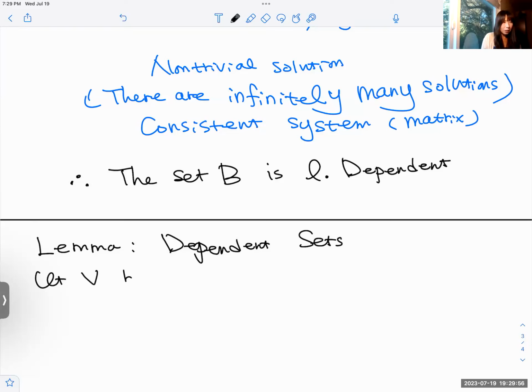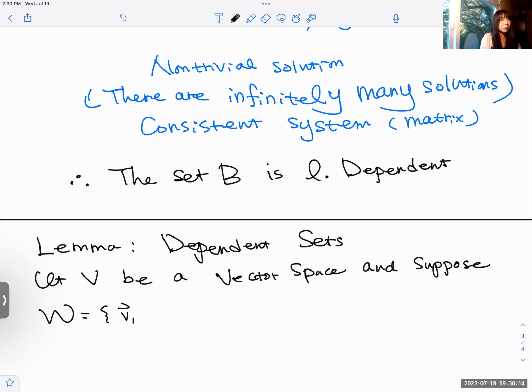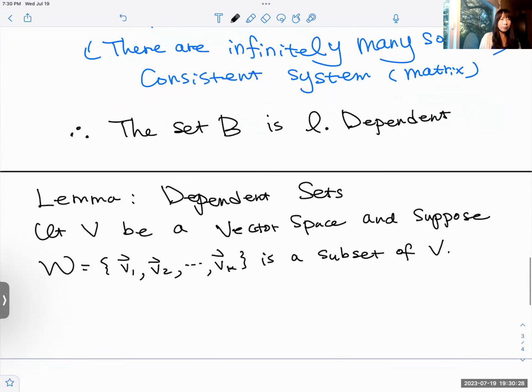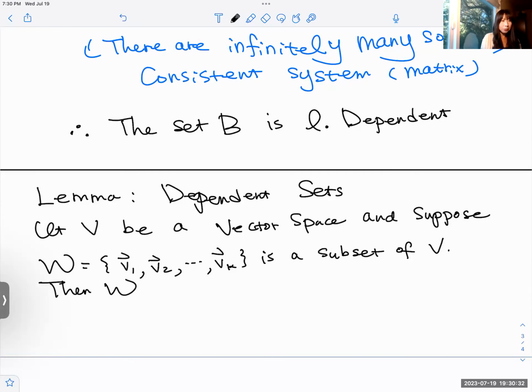So let V be a vector space and suppose W equal to {v1, v2, ..., vk} is a subset of V. Then this W is linearly dependent if and only if, right? If and only if, we know this word, right?